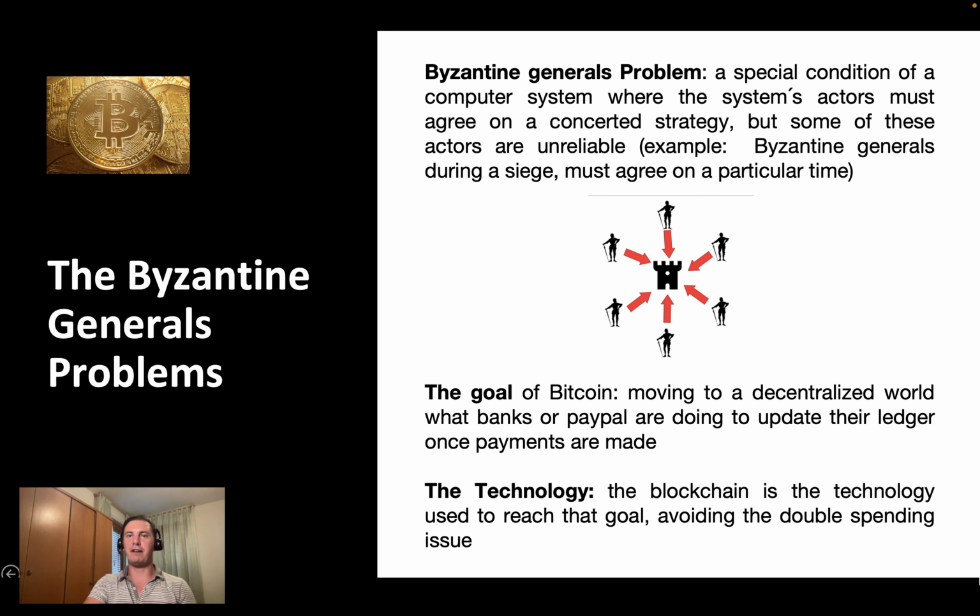Let's look at why. In fact, the Byzantine generals problem is a special condition of a computer system where the system's actors must agree on a concerted strategy, but some of these actors are unreliable. For example, Byzantine generals during a siege must agree on a particular time to attack, but they are not in direct connection with each other. So how can they agree on a time? For sure, they can send messengers, but how can you be sure that your messenger has been heard by the others and that the others really follow what you're saying?